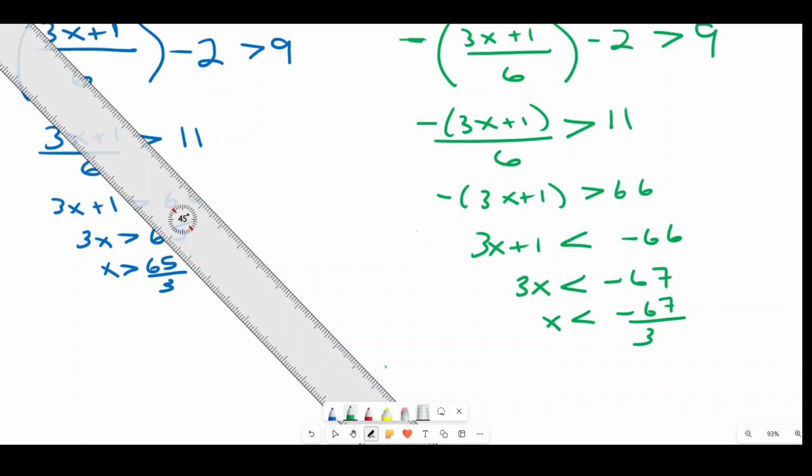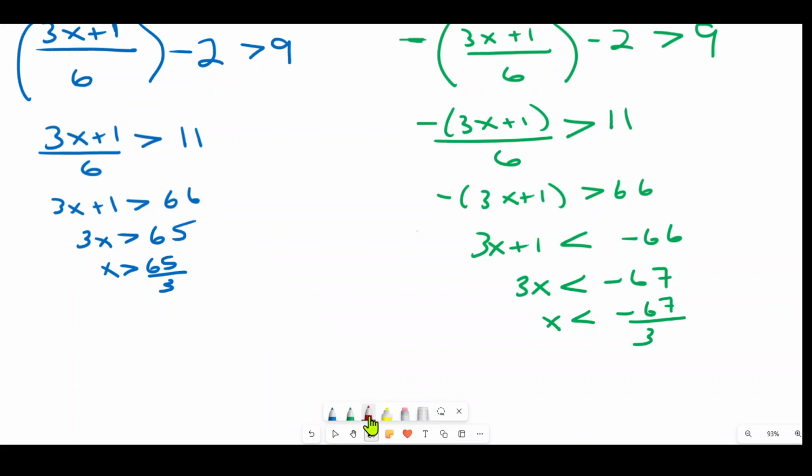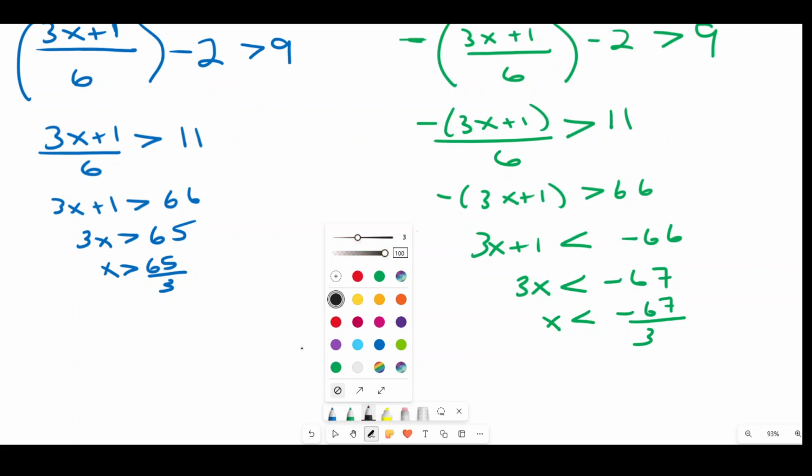There's a ruler. I'm not going to use it. I don't know how to use it. I just write on this whiteboard.